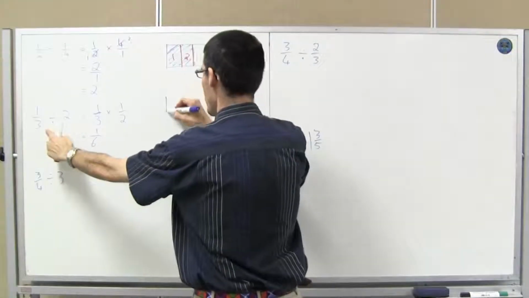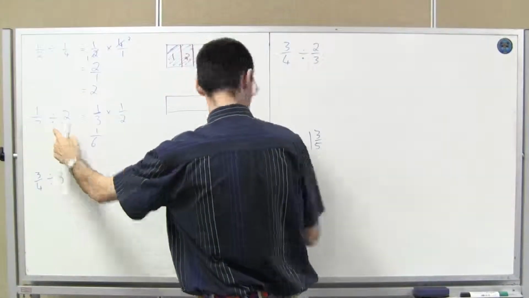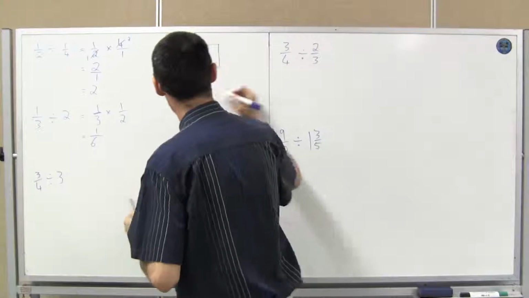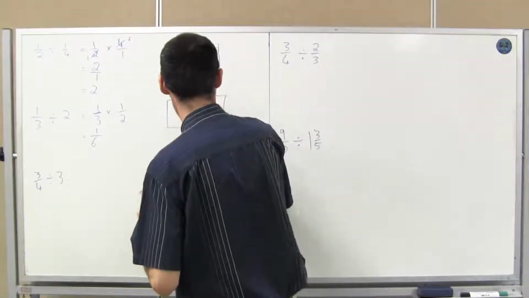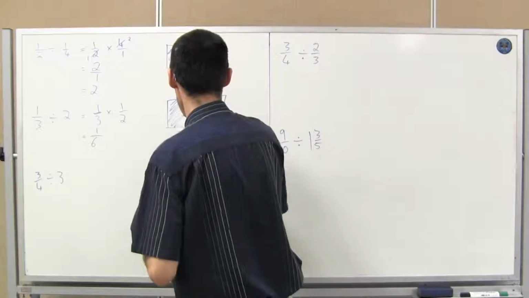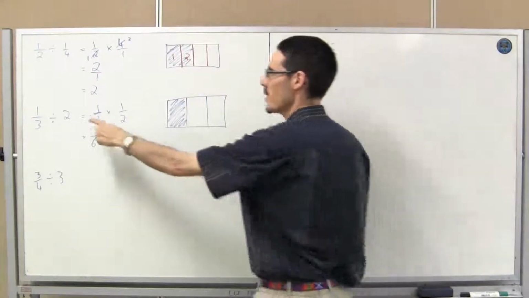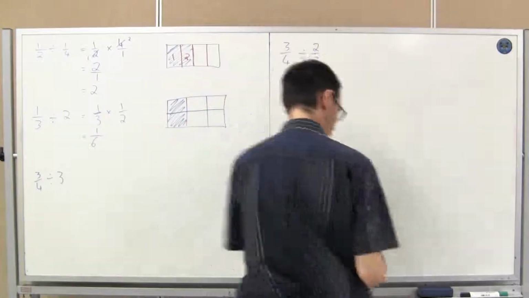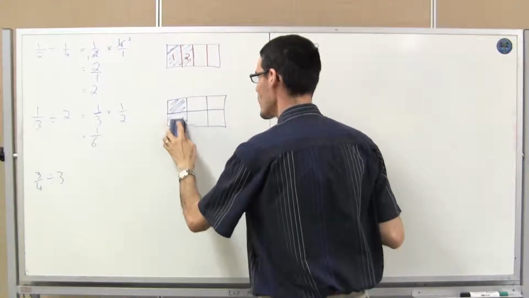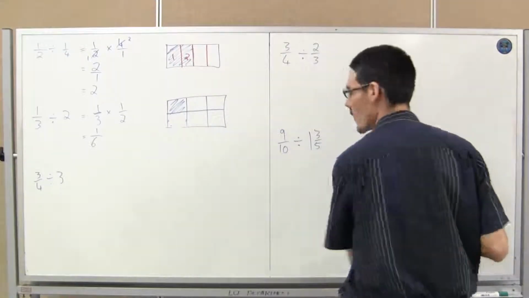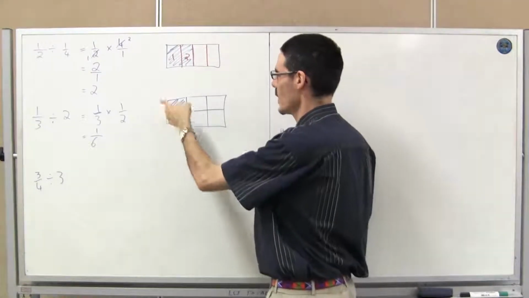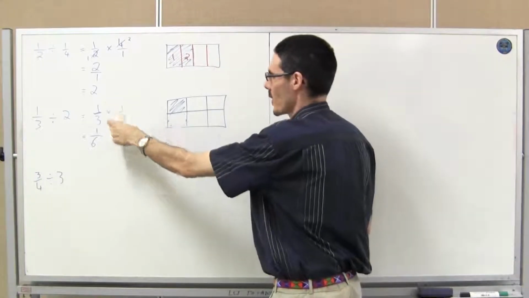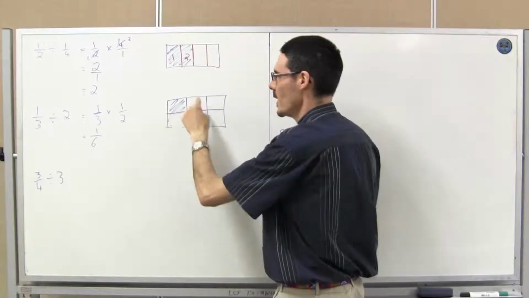I had 1/3. That's a terrible diagram. I'll try again. Alright. I had 1/3, and I want to divide it by 2. So if I divide it into 2 and only keep 1/2, what fraction of the whole have I got? 1 out of 6. Alternatively, look at the way we did when we did multiplication. 1/3 times 1/2 leaves me with 1/6.